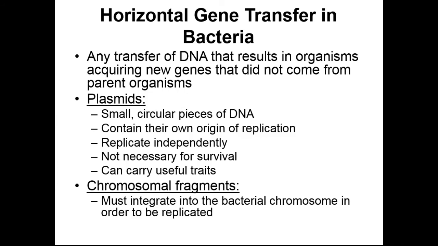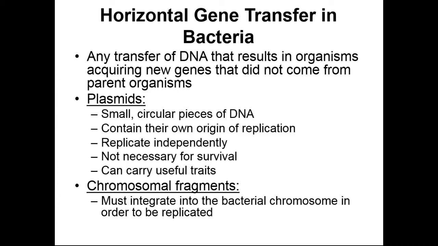So first let's focus on our plasmids. This is a small circular piece of DNA. Each plasmid contains its own origin of replication, usually referred to as the ori region. They replicate independently of the main bacterial chromosome. The plasmids are not necessary for survival. The bacterial chromosome, the big chunk of DNA, contains all of the vital genes to keep the organism alive.